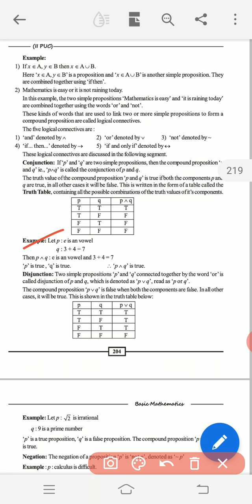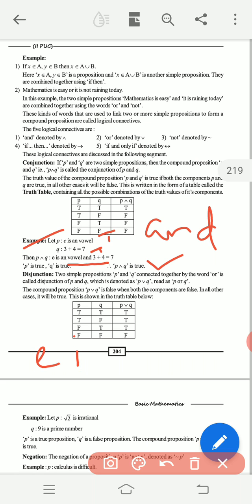P is, E is a vowel. Q, 3 plus 4 equals 7. Suppose these two are connected by conjunction. Conjunction means what? And. Okay. See here, first consider this statement: E is a vowel and 3 plus 4 equals 7. E is a vowel, this is true. 3 plus 4 equals 7, true. P is true, Q is true. Therefore, P and Q is also true.